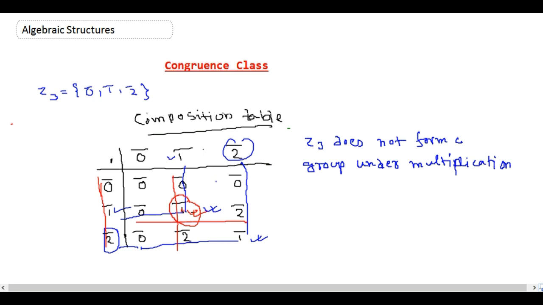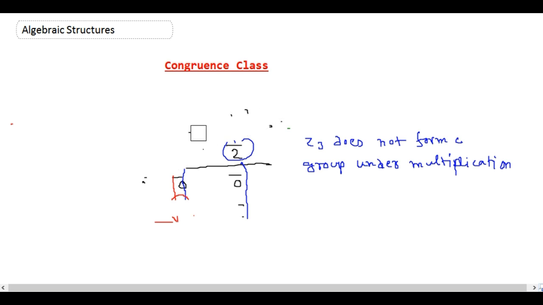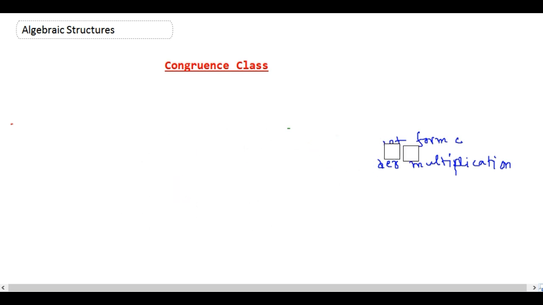I want to give some observations and notes over here. First, what have we found out till now? Let me write it down. Let me erase it all. Then we'll talk about what we have found till now about the congruence class.